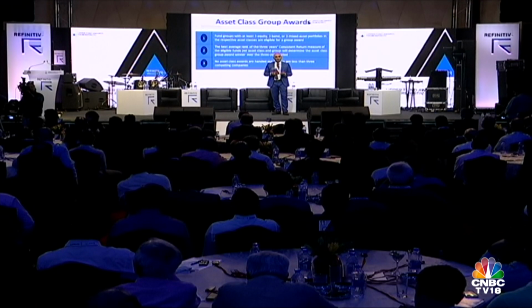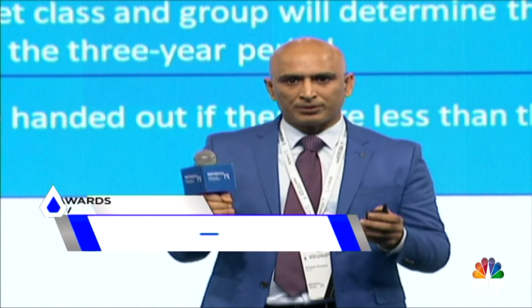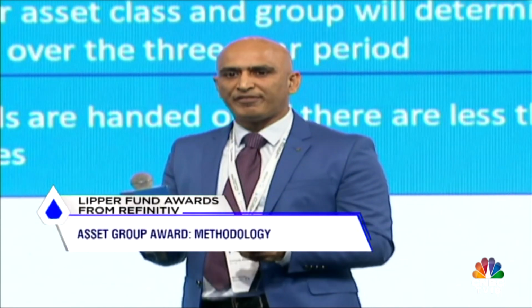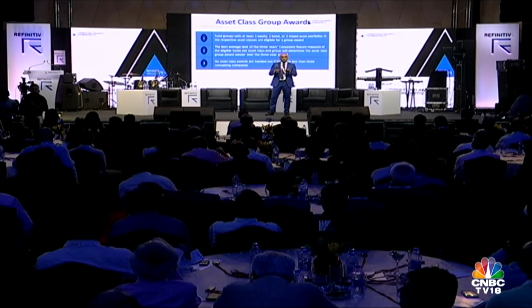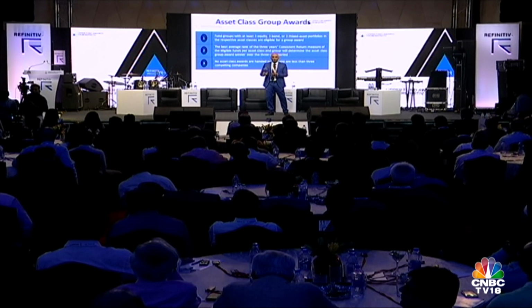Moving on, let's look at the asset group awards. Here we are considering the fund company, not the individual fund. It's the fund company in total. So if a fund company has to qualify for an asset group award, they need to have at least 3 funds making representation in the respective asset group. And here, in the asset group, only the 3-year period performance is looked at. Subsequently, we take the average of all the funds for a given fund company in the respective asset group, and then pick up the best performer in that respective category.